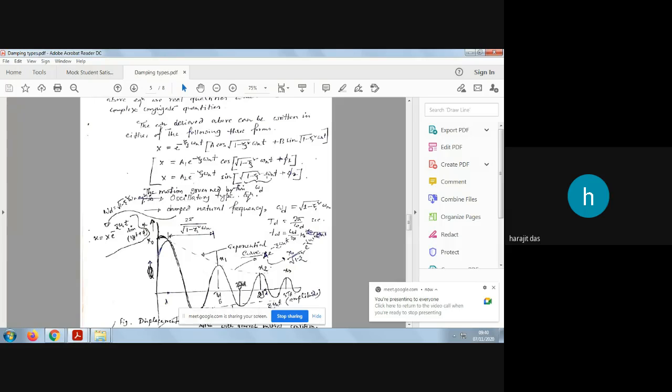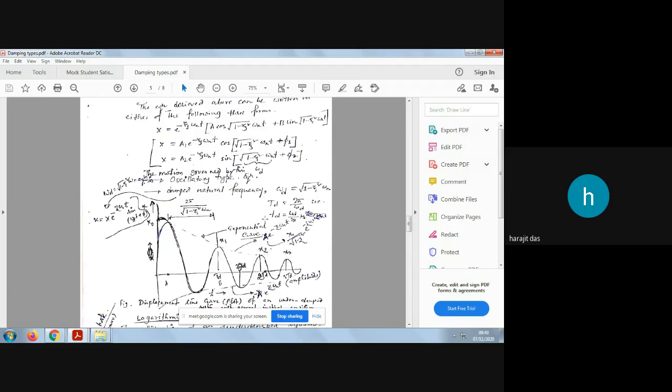is the natural frequency, because earlier in undamped free vibration of a single degree of freedom system we found the equation as x equals A sine omega t, or omega n t. So here this is the damped natural frequency, this coefficient of t, and its value is under root 1 minus zeta square into omega n.